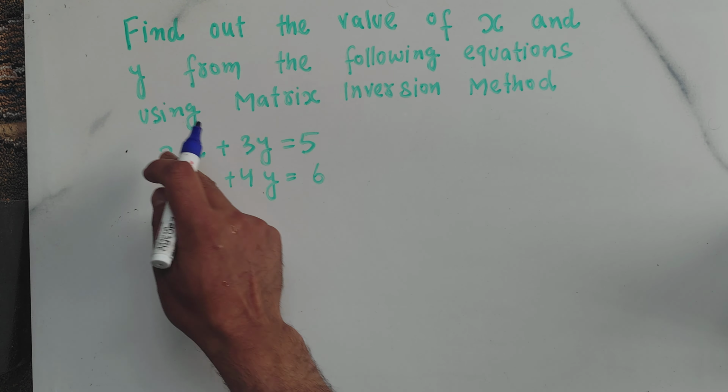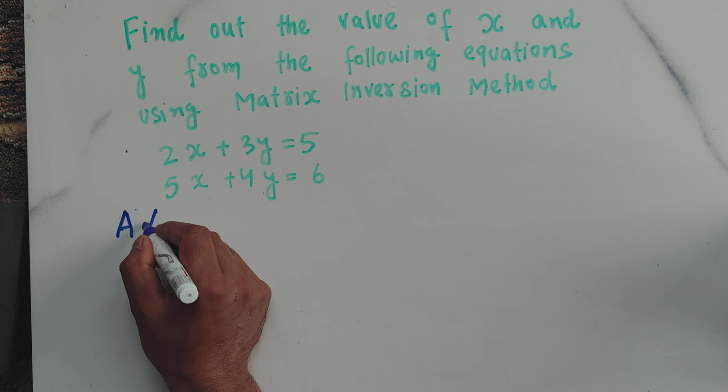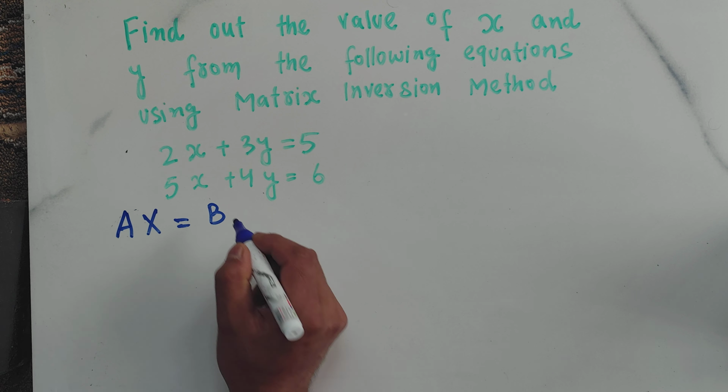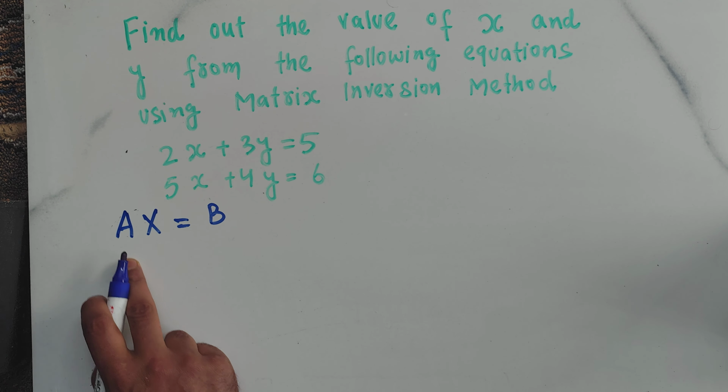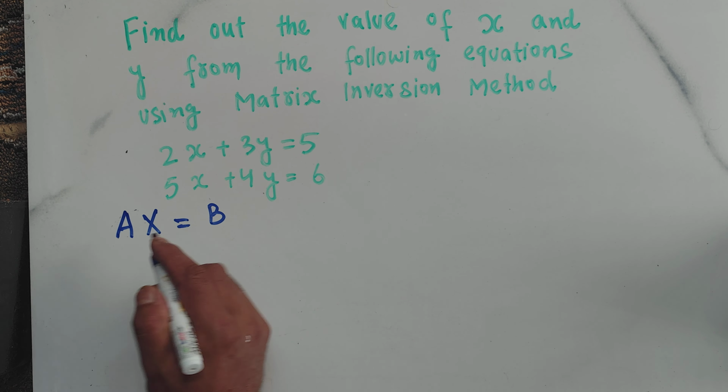So first thing is we write this system of equations in matrix form, that is in this form AX is equal to B. Now what is A? A is the coefficient matrix, X is what we call the solution vector, and B is the vector of constants. Let me explain it here.